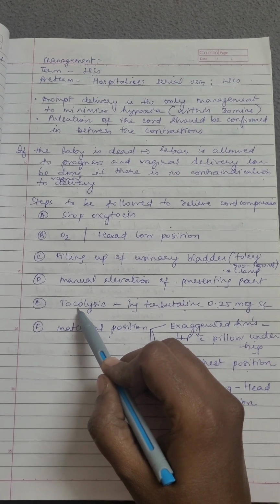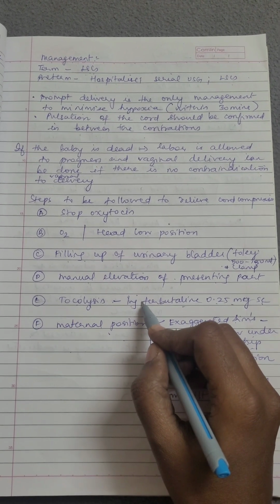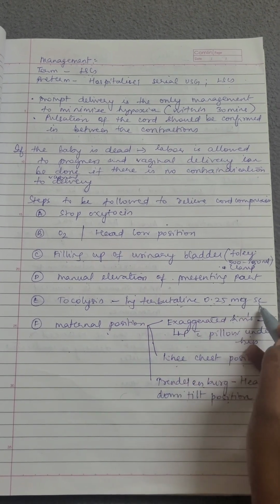Another step is tocolysis by injection. Drug of choice is injection terbutaline 0.25 mg subcutaneous.